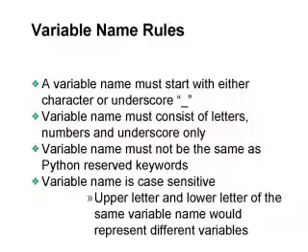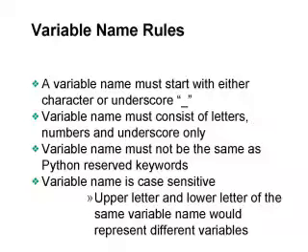When you declare a new variable, you can choose almost any name you want, but there are some limitations. A variable must start with either a character or an underscore. So you can start with any character from A to Z, or you can start with an underscore. The variable name must consist of letters, numbers, and underscore only. So you cannot use punctuation in your variable name.